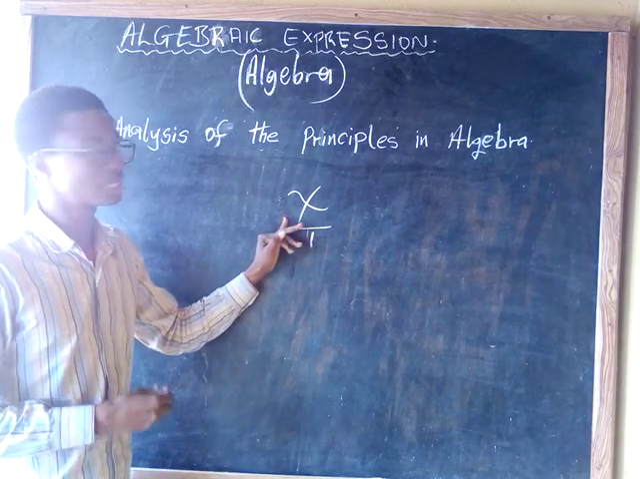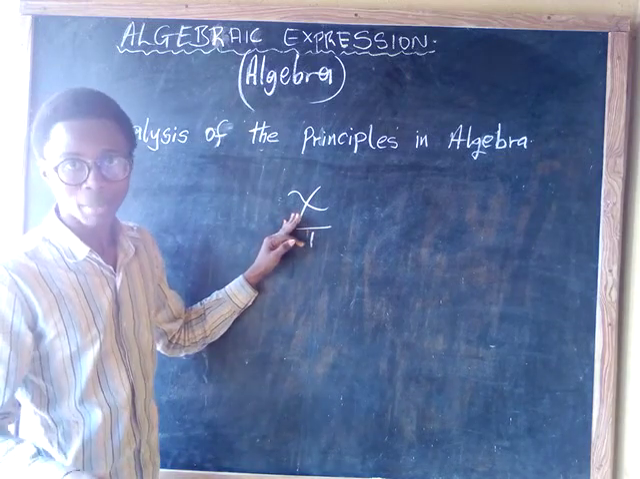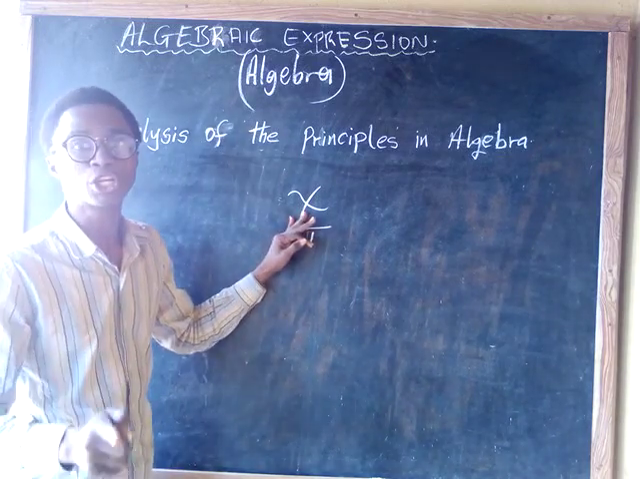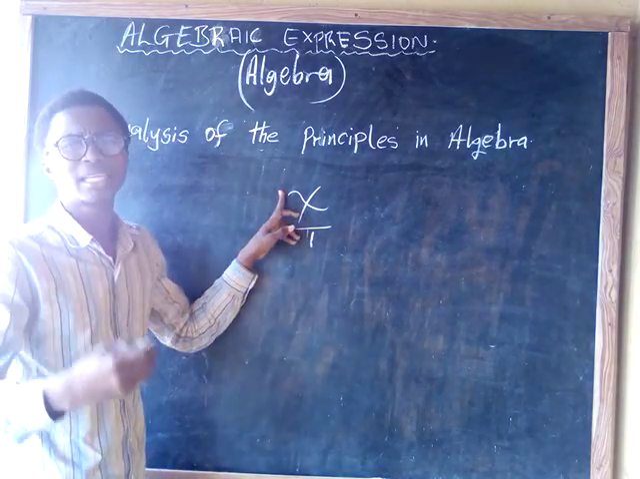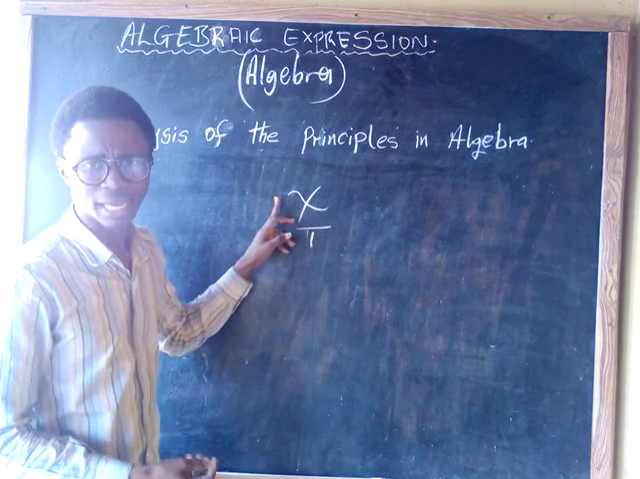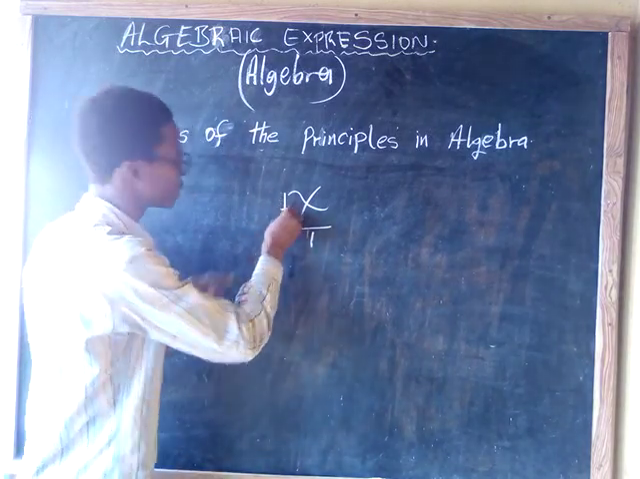The second principle tells you about the other principle: any letter or number that stands alone has a coefficient of 1, right? So it has an invisible positive sign. A number or letter that stands alone has an invisible positive sign. So it has a positive sign.